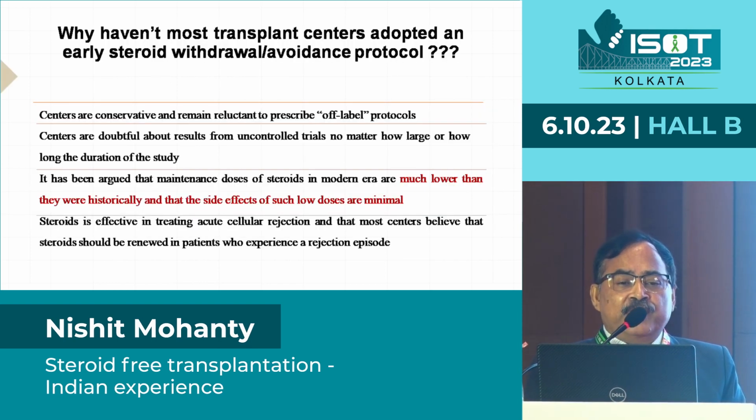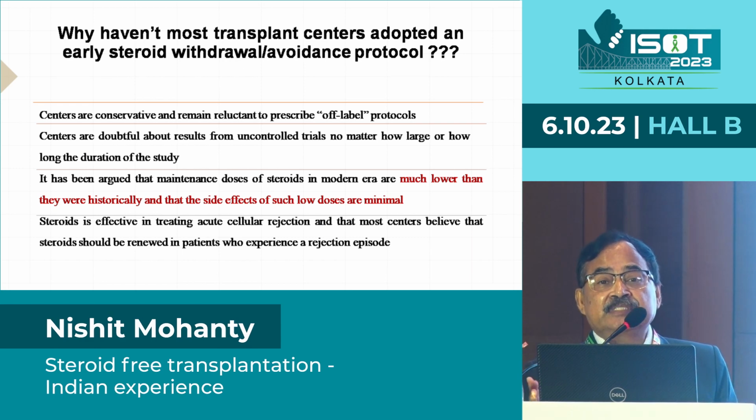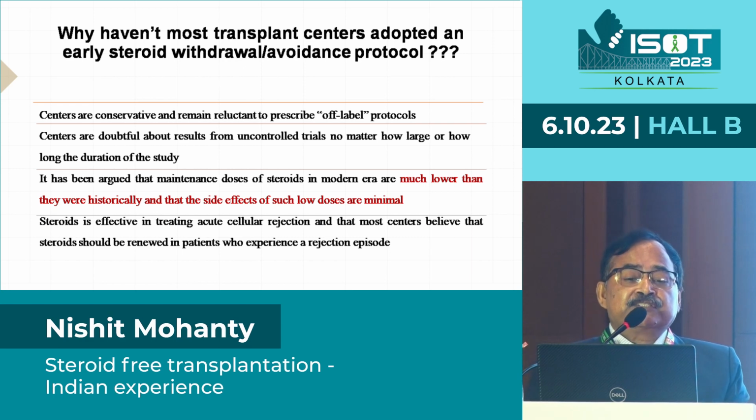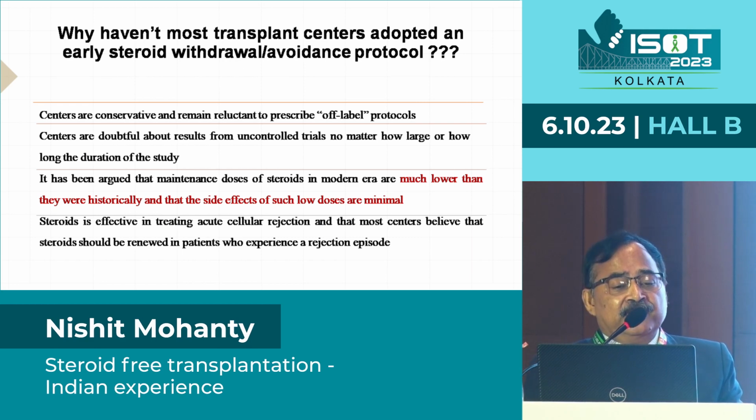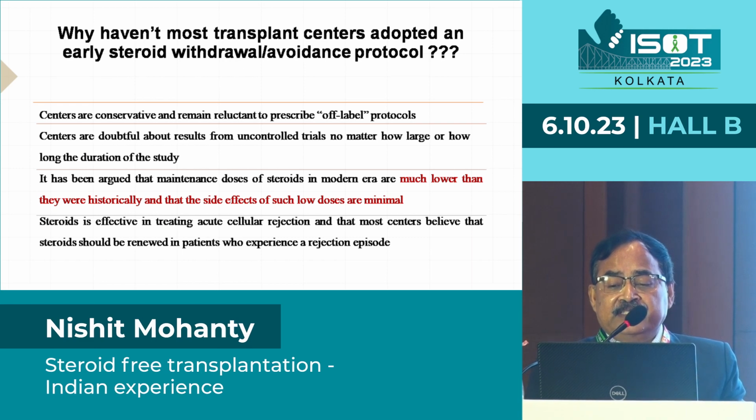Then the question is, why have most transplant centers not adopted an early steroid withdrawal or avoidance protocol? Maybe in India we are doing 10,000 transplants. So how many of them are steroid-free? The reason is that many centers don't want to use it off-label, and it has been argued that the maintenance dose of steroid in the modern era is much lower than it was historically, and the side effects of such a low dose are minimal. Steroid is also effective in treating acute cellular rejection in most centers, and it is believed that steroid should be reinstated in patients who experience a rejection episode.